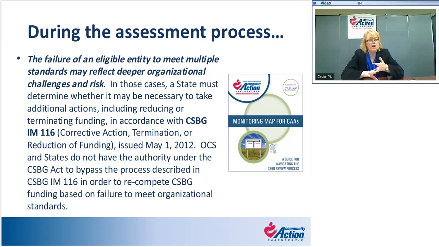But it is a block grant, so states have some flexibility here in terms of what that first year is going to look like. But I think the expectation that we see in the IM is that agencies will meet all standards. And we see in the assessment process that agencies need to be documenting progress toward meeting the standards. So we'll see what that's going to need to look like as we go forward.